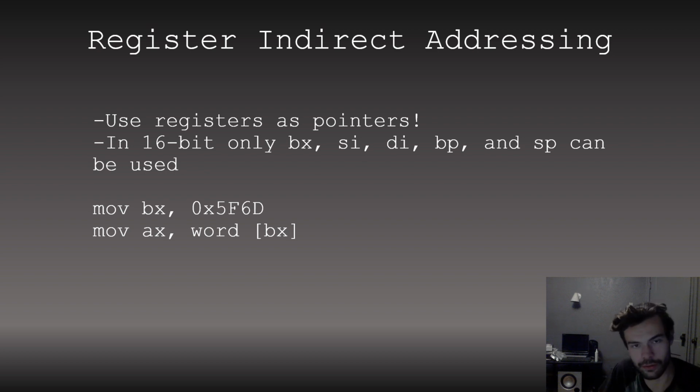And you can also do register indirect addressing. We can use registers as pointers. That's actually really cool. That's very fun. In 16-bit, you can only use BX, SI, DI, BP, and SP for pointers. So let's say we could mov 5F6D into BX. Well, now we can turn that immediate that we just used into an actual memory address inside BX when we do mov AX, word [BX]. And that would point us to 5F6D.